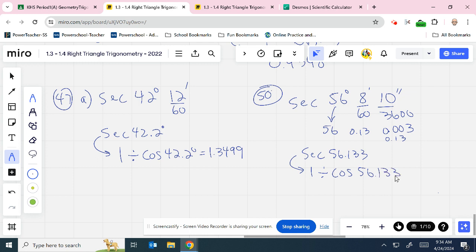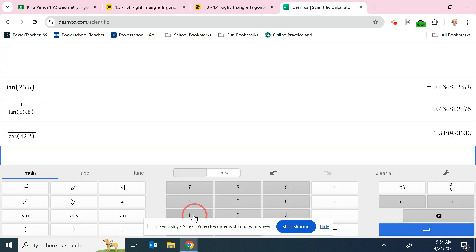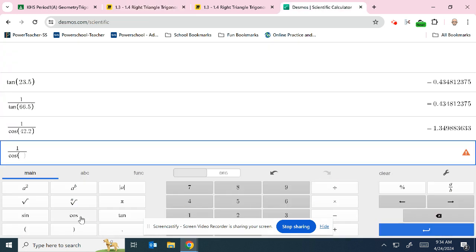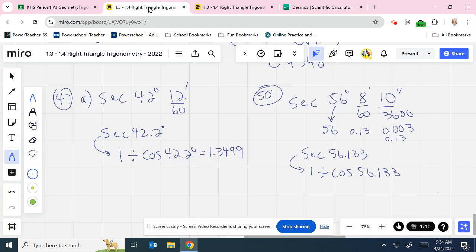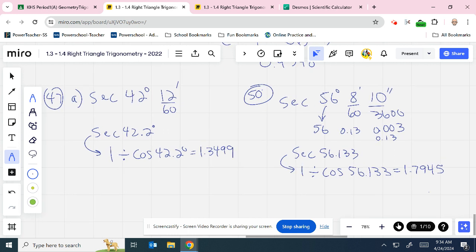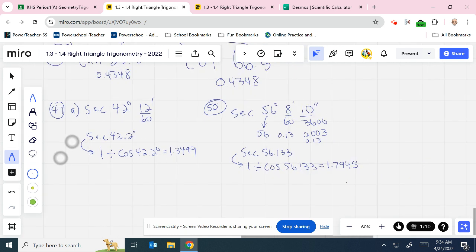So 56.133, if I want to put that in my calculator, it's 1 divided by cosine of 56.133. You just got to put that straight in your calculator just like I wrote it. 1 divided by cosine is reciprocal of secant. So 1 divided by cosine of 56.133. And you'll get your decimal 1.7945. So 1.7945 is what you get there. So I wrote how you would put it in your calculator. And that's how you put those in your calculator.